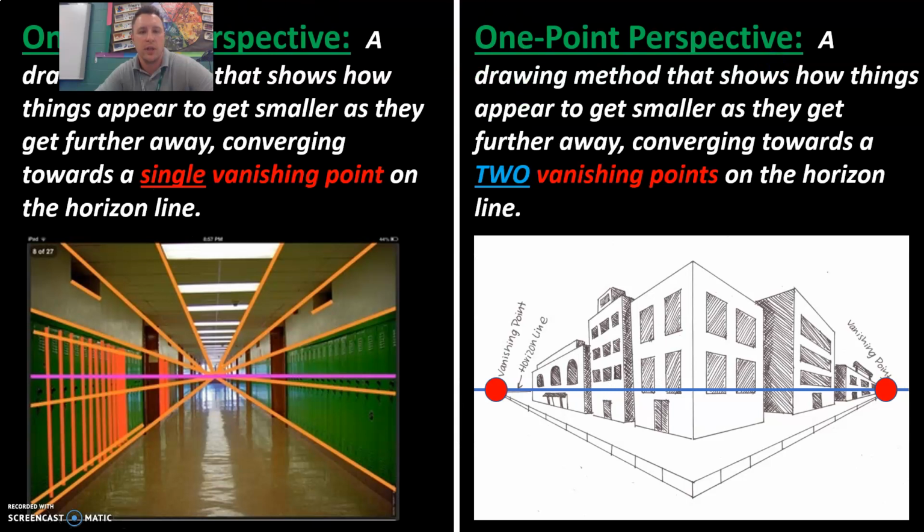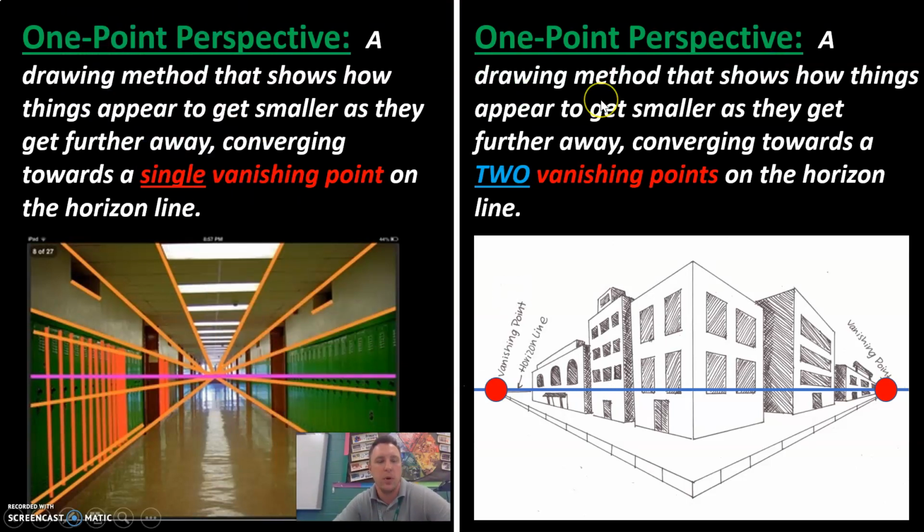So the first word, one-point perspective. We're basically formally comparing last year's project and this year's project. I am realizing now that the one on the right should say two-point perspective. I'm going to have to change that. But one-point perspective is a drawing method that shows how things appear to get smaller as they get further away, converging towards a single vanishing point in the horizon line.